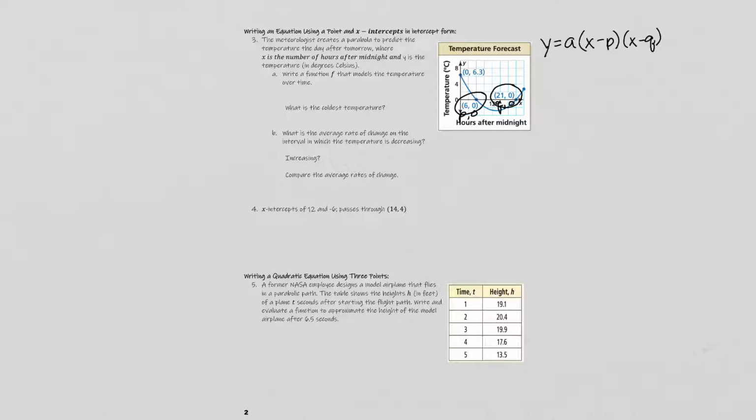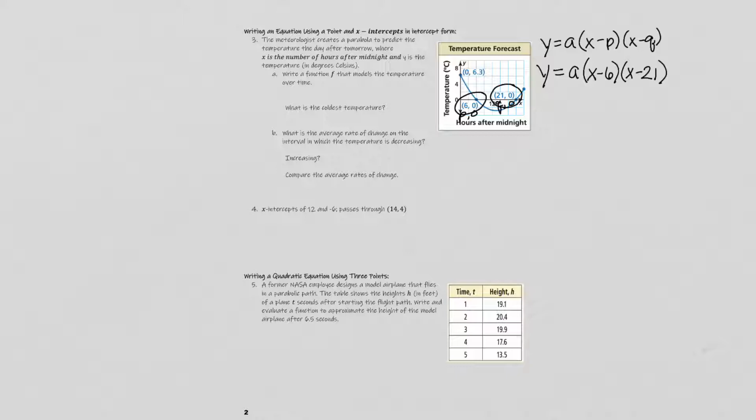All right, so I can write out my equation. y equals a(x minus 6)(x minus 21). Remember, if the x of your intercept is positive, it's going to be an x minus a number. If x is negative, then it'll be an x plus that number. So it's always the opposite thing when it's grouped with x. And these parentheses mean it's grouped.